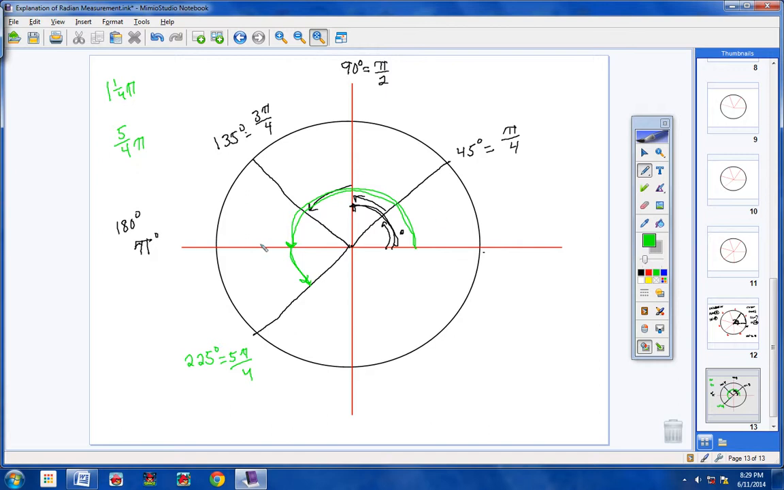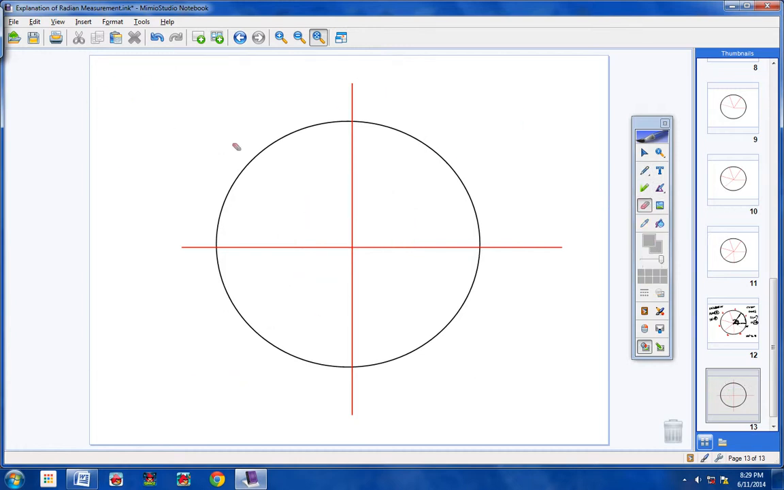So going halfway around is pi. So going a quarter way around is pi over 2. And then we continue to divide the circle up. Now my time's just about up. I want to show you one more thing here.